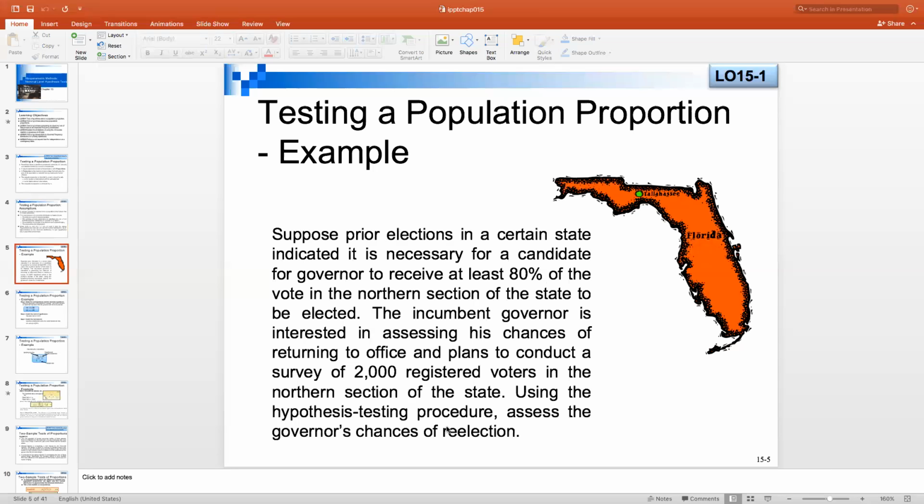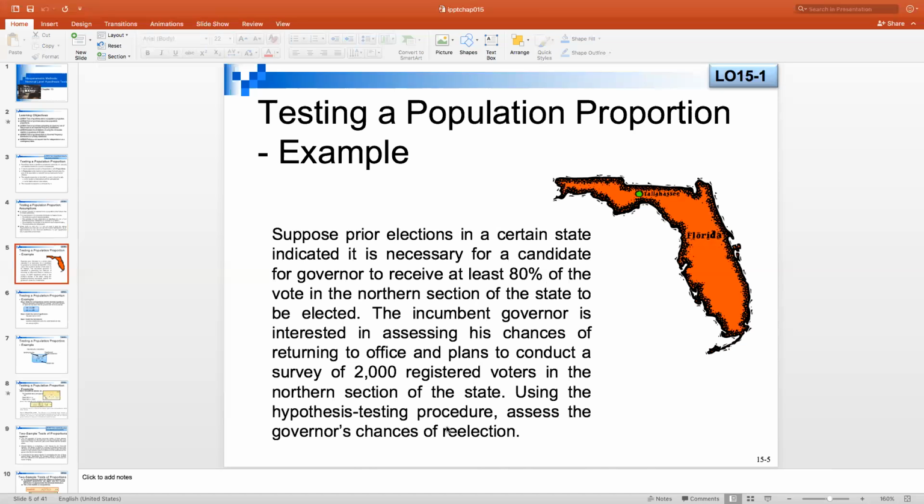So tell us what's going on. What's happening here? What's our situation? A governor is running for re-election, and he's looking to see what's the chance of him getting re-elected. Okay. And what parameters are in play? What needs to be the case, and what is actually the case so far? He needs to get at least 80% of the voters. Okay. In what area?